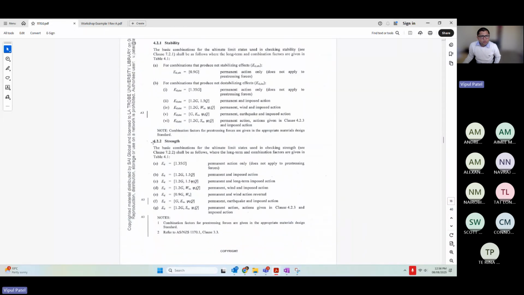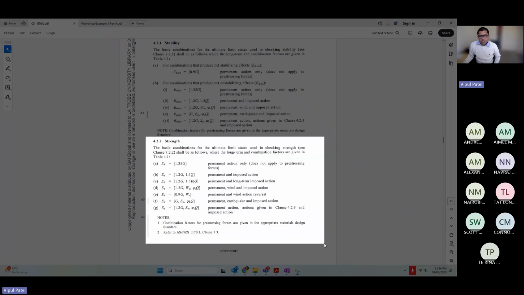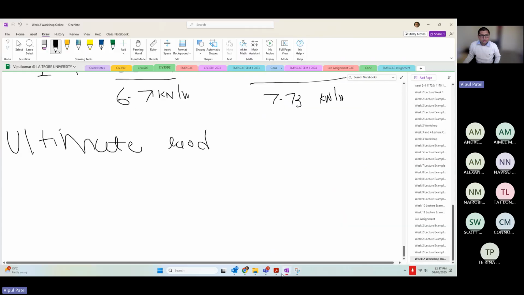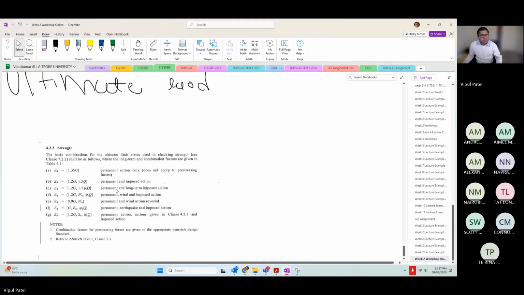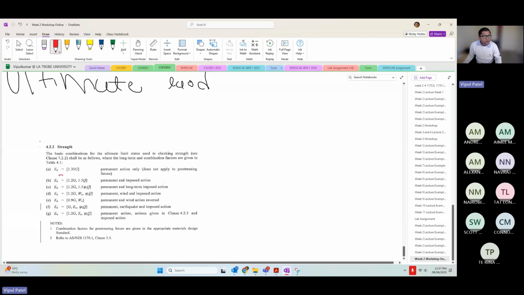Here, clause 4.2.2, 1.2G plus 1.5Q. Let me get that one, for the strength purpose. And what I'm going to do is put it and underline it so you know what we're talking about. Let's put it in red. So we are talking about this Ed and this combination.